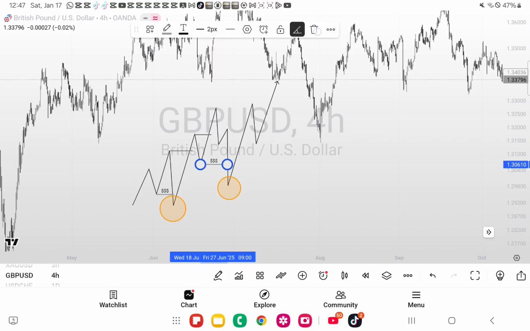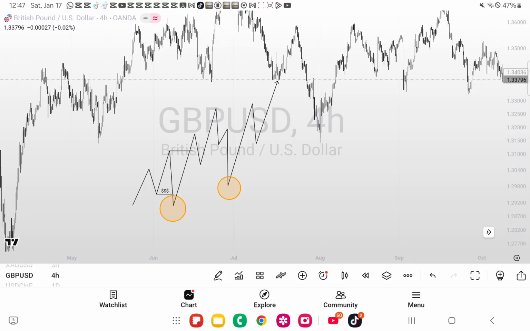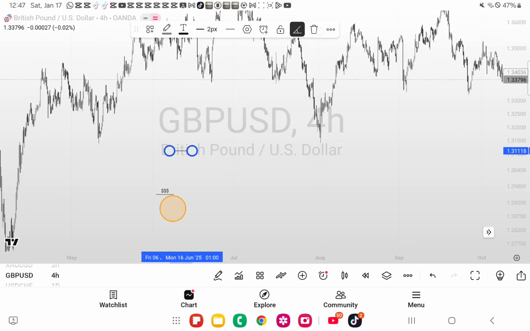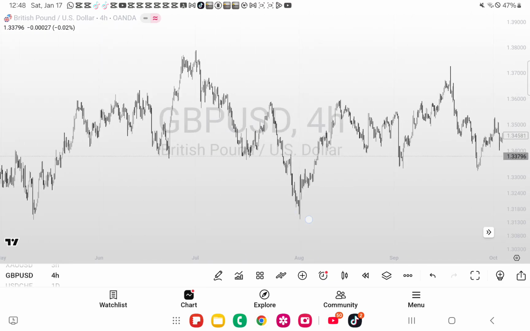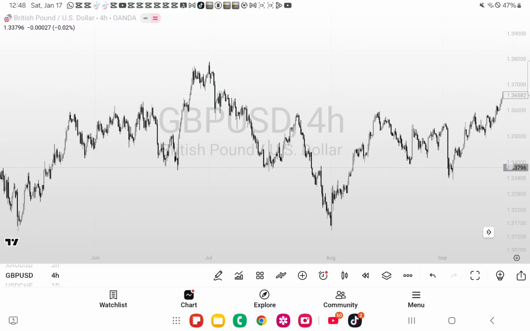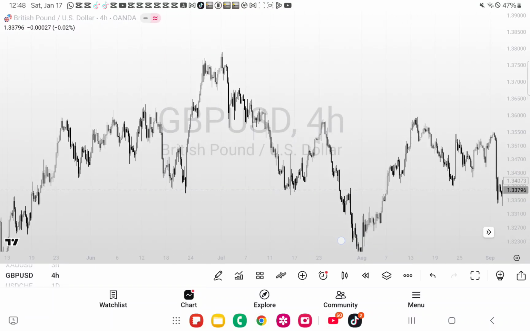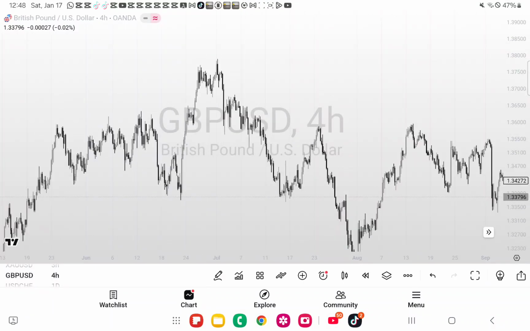Let me take you guys on the chart so we can give a good example. All right. So this is GBP USD on the 4-hour time frame. Okay, let's start with the bearish market.